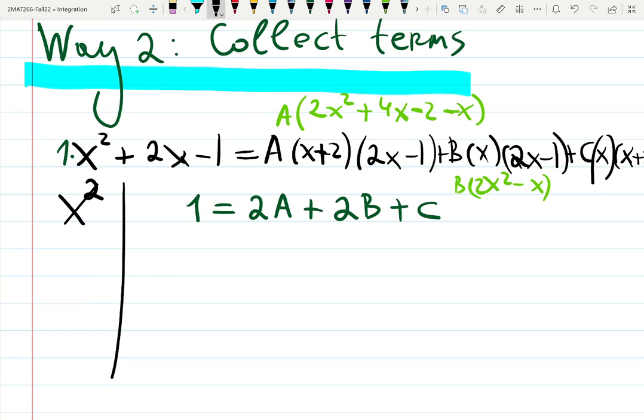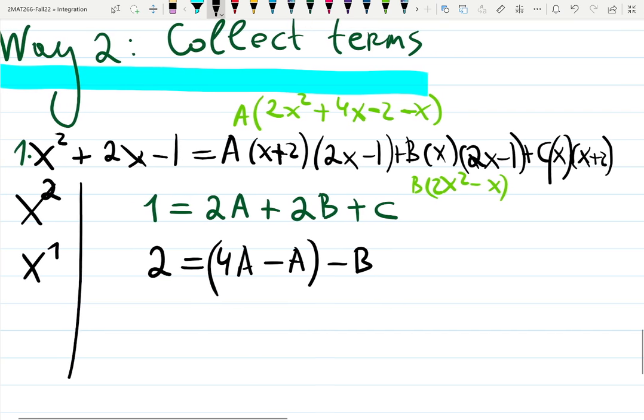Let's continue. x to the 1. Left-hand side gives you what? 2, because it's the only guy standing in front of the x. Right-hand side: 4a and minus a. Check this out. This guy has 4x and this guy has minus x, and both are multiplied by a. I want to have good notes, so I will keep it like so, or else people will ask. So then, what is standing in front of x with b? Minus b, amazing. And the last one?